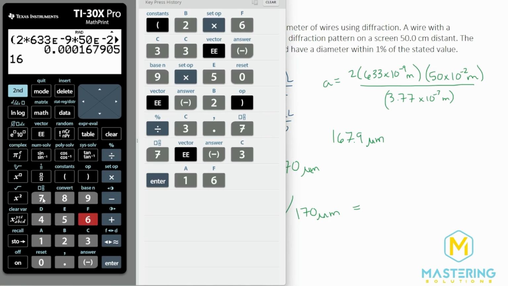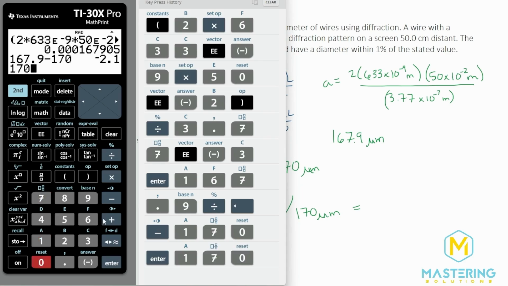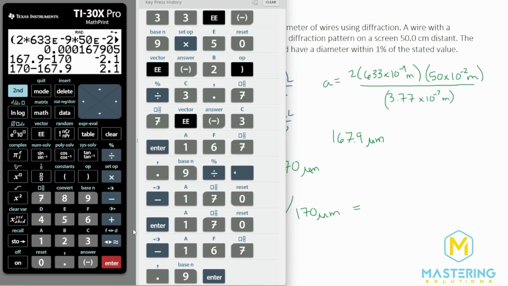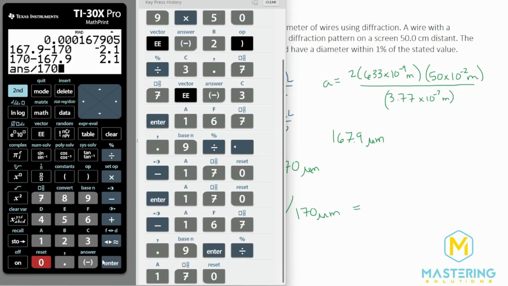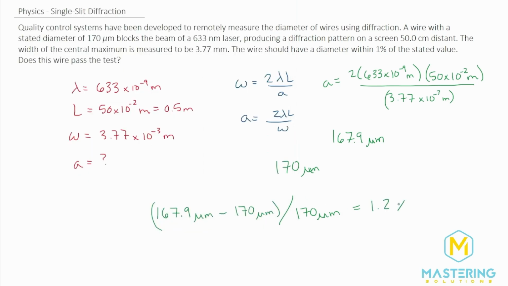So we have 167.9 minus 170. So we have a difference of 2.1. Oops, I did that backwards. So we take the actual minus, or excuse me, what it should be divided by, there we go. So we get a difference of 2.1 microns, and we divide that by what it should be. So we have a difference of 1.2%. So it is outside of the tolerance of what it should be, so it does not pass.